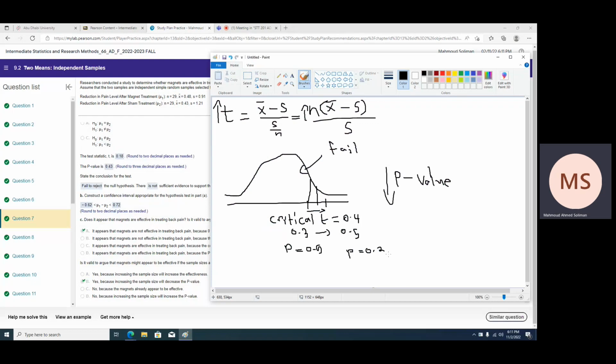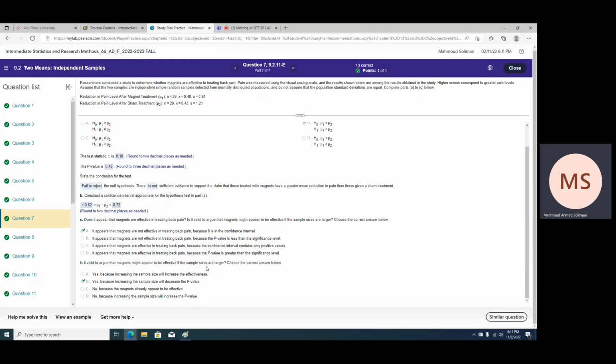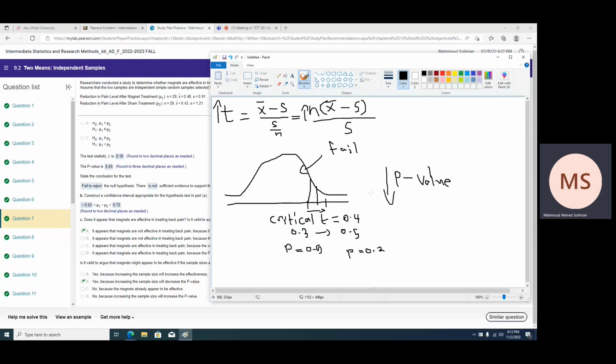But automatically, how do you know that it's increased? Here it says, is it valid to argue that magnets might appear to be effective if sample size is larger? So if n is bigger, obviously P will be bigger too. No, P will go down. Because if you make n bigger, T will be bigger, and if T goes to the right side, P will go down because P is the area right here. So the area will become smaller. P value will go down.